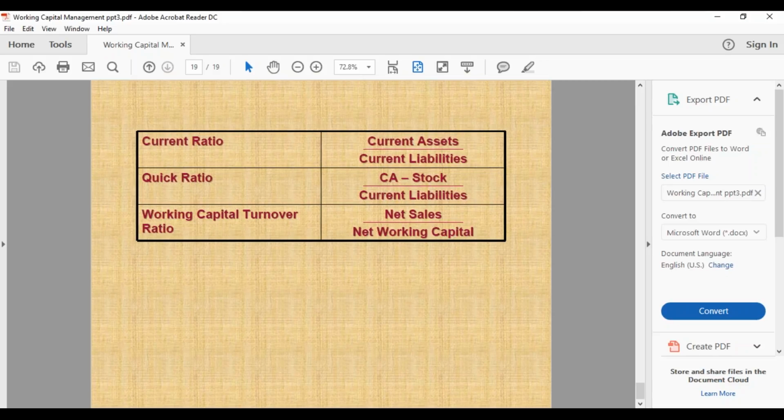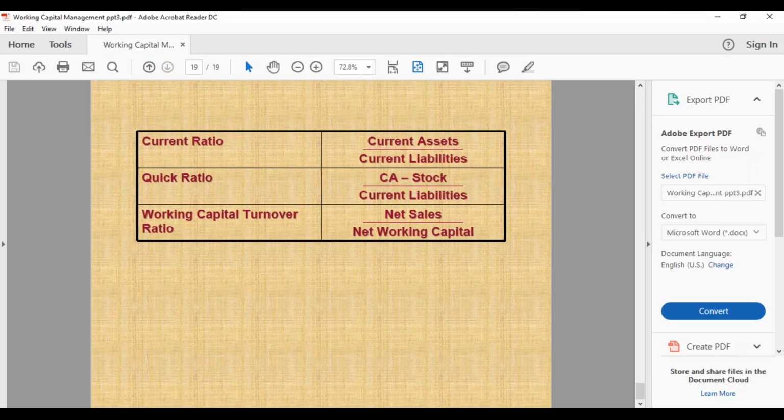Good. So there is also a quick ratio, which is current assets minus stock divided by current liabilities. So we reduce the stock from the current assets and divide that by current liabilities, and then we get the quick ratio.